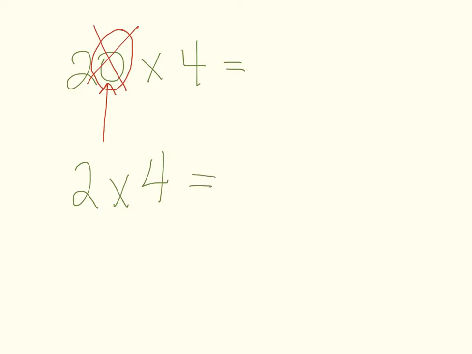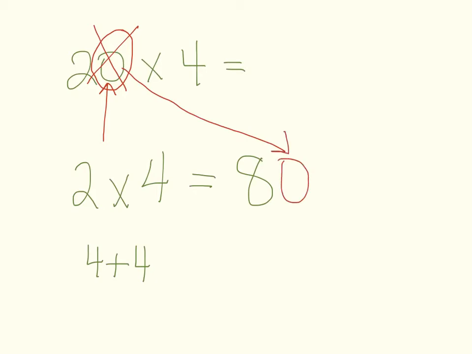So 2 times 4 is the same as 4 plus 4. So 2 times 4 is 8. Now I'm going to take that 0 and I'm going to put it back. So 2 times 4 is 8, but 20 times 4 is 80. Let's try that one more time. A different one.